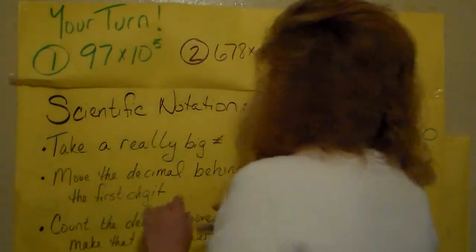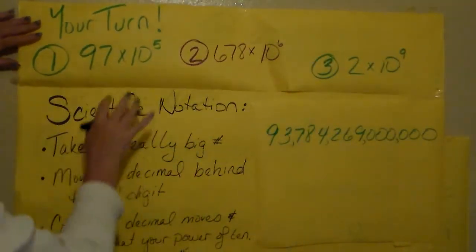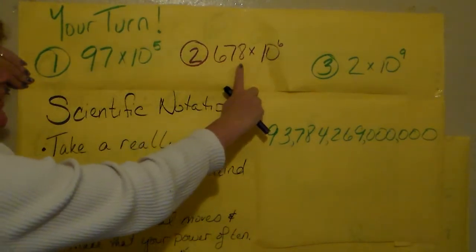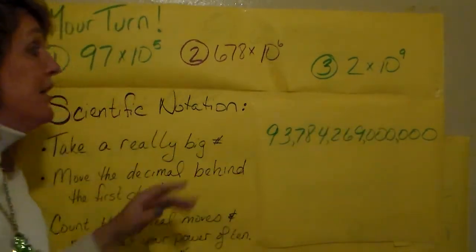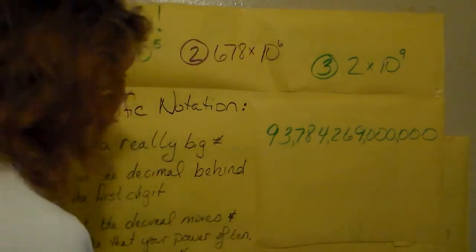Okay, so for right now, without decimal points, I'd like you to try it. So I've got 97 times 10 to the 5th, I've got 678 times 10 to the 6th, and I've got 2 times 10 to the 9th. So write those down, hit pause, come back, we'll work them out. Okay?